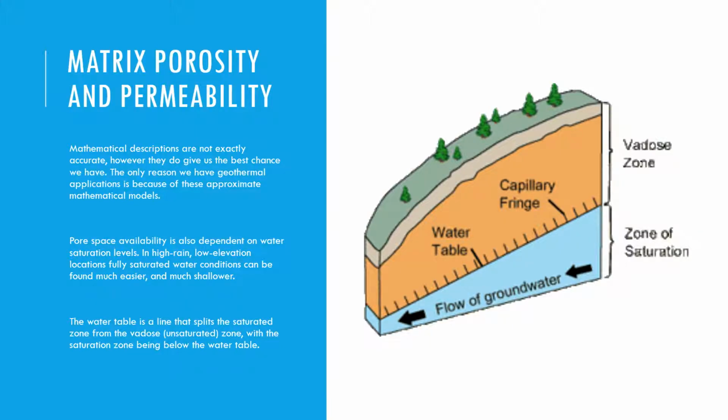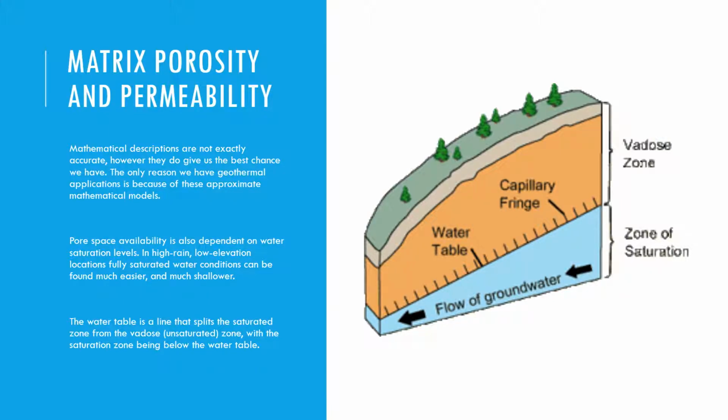Pore space availability is also dependent on water saturation levels. So, for example, in a place where there's a lot of rain and it's very low elevation, fully saturated water conditions can be found much easier and in a much shallower depth. As you can see on the picture on the right, there is what is called a vadose zone.